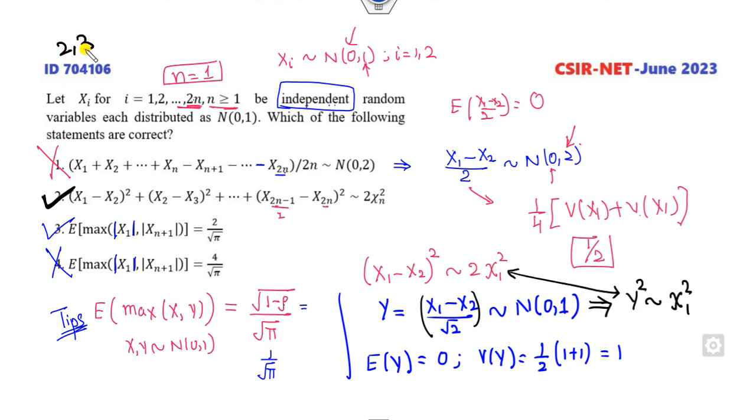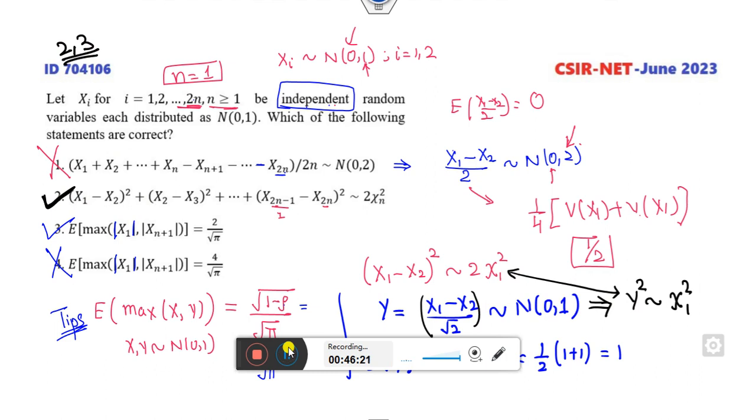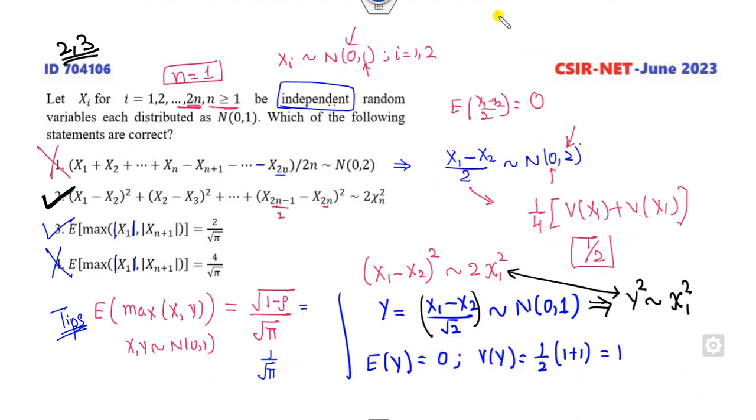So the correct options are 2 and 3. Because you all know that the sum of the Xi squares follows the chi-square distribution with degrees of freedom, if it's 1 to n, it's n. So if you write it in terms of the summation, you can write it as n, but I can simply take n as 1, so the right answers are 2 and 3.